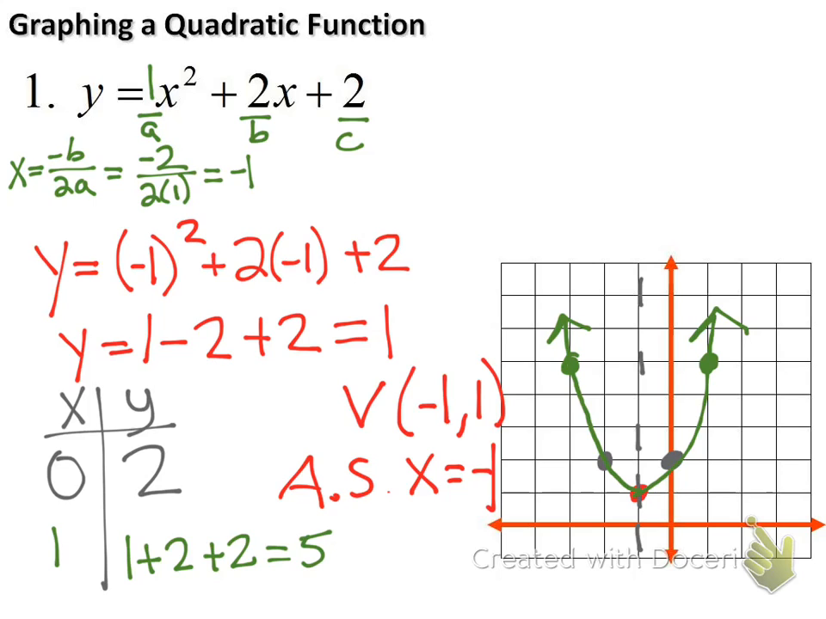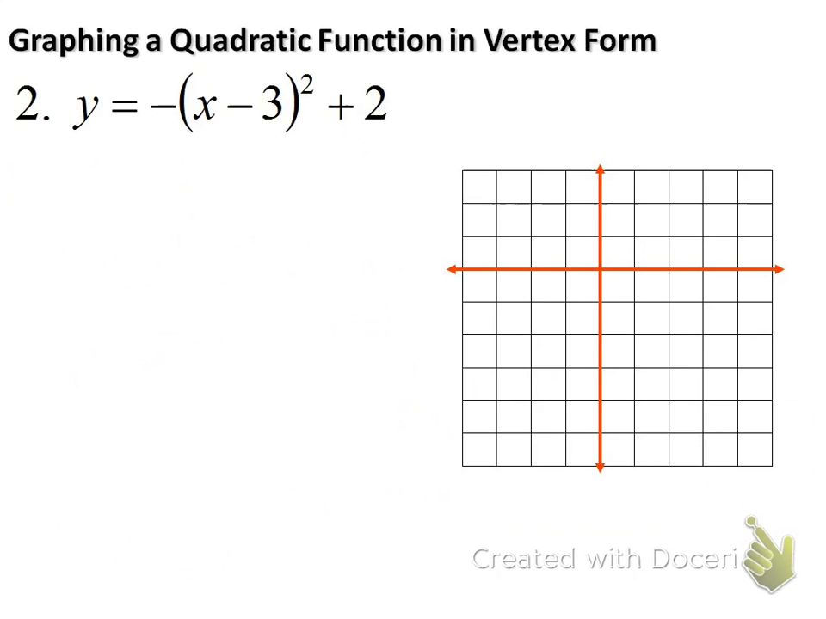And then you can always go back and double check. Should it be opening up? Yes, our a is a positive number, so it should be opening up like a U. So I'm good here. Any questions? All right, here's example 2. What form is this in? Vertex form. It actually says in the directions that it's in vertex form. So how do you graph when it's in vertex form?